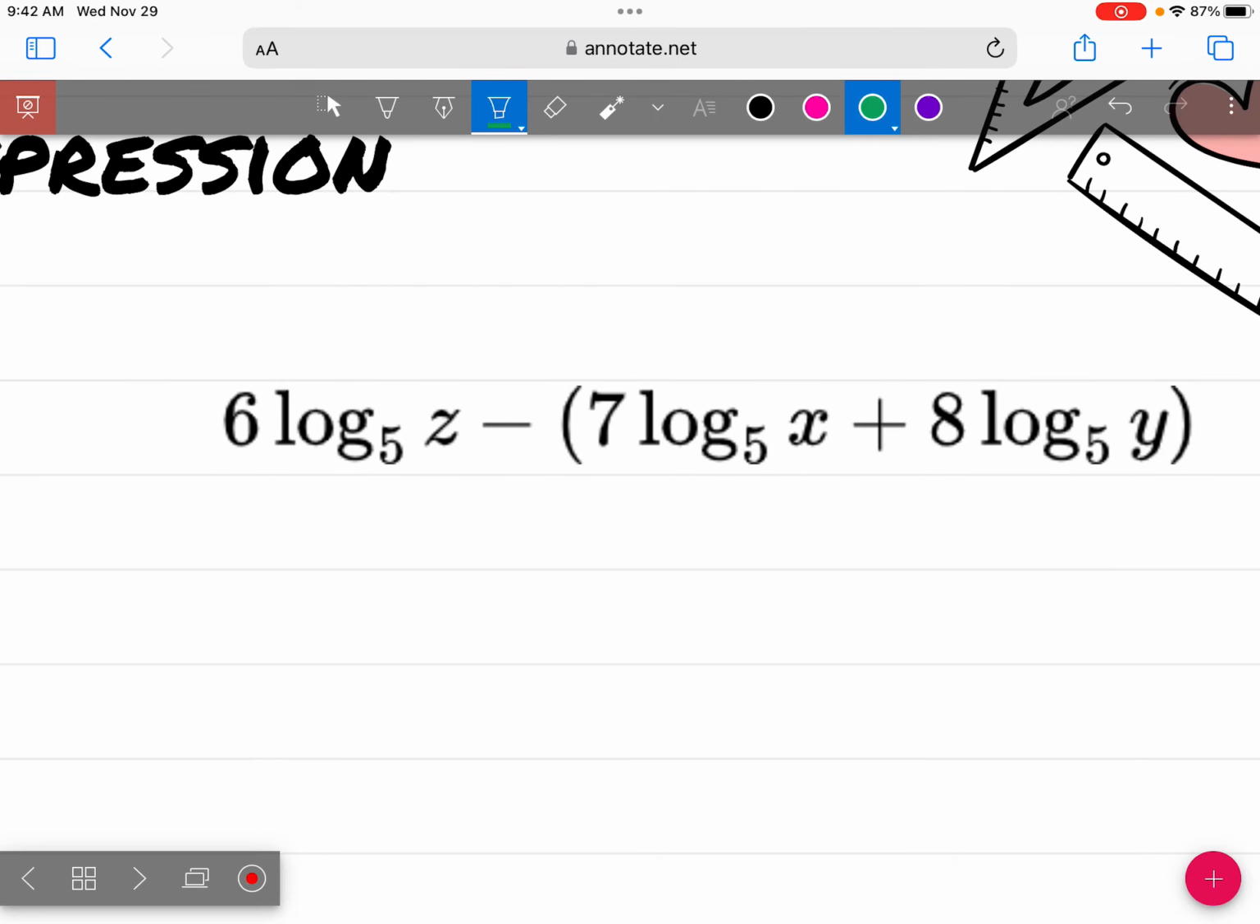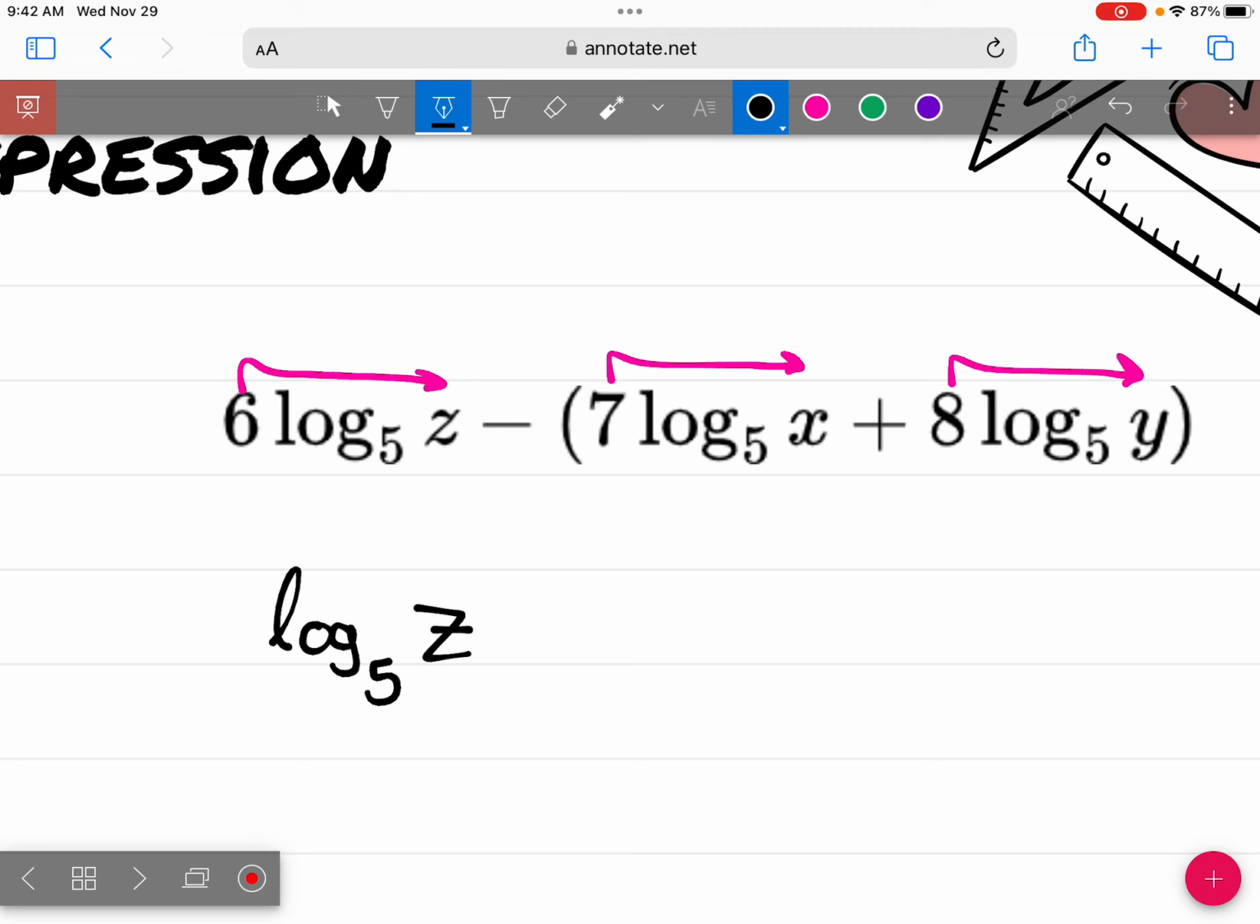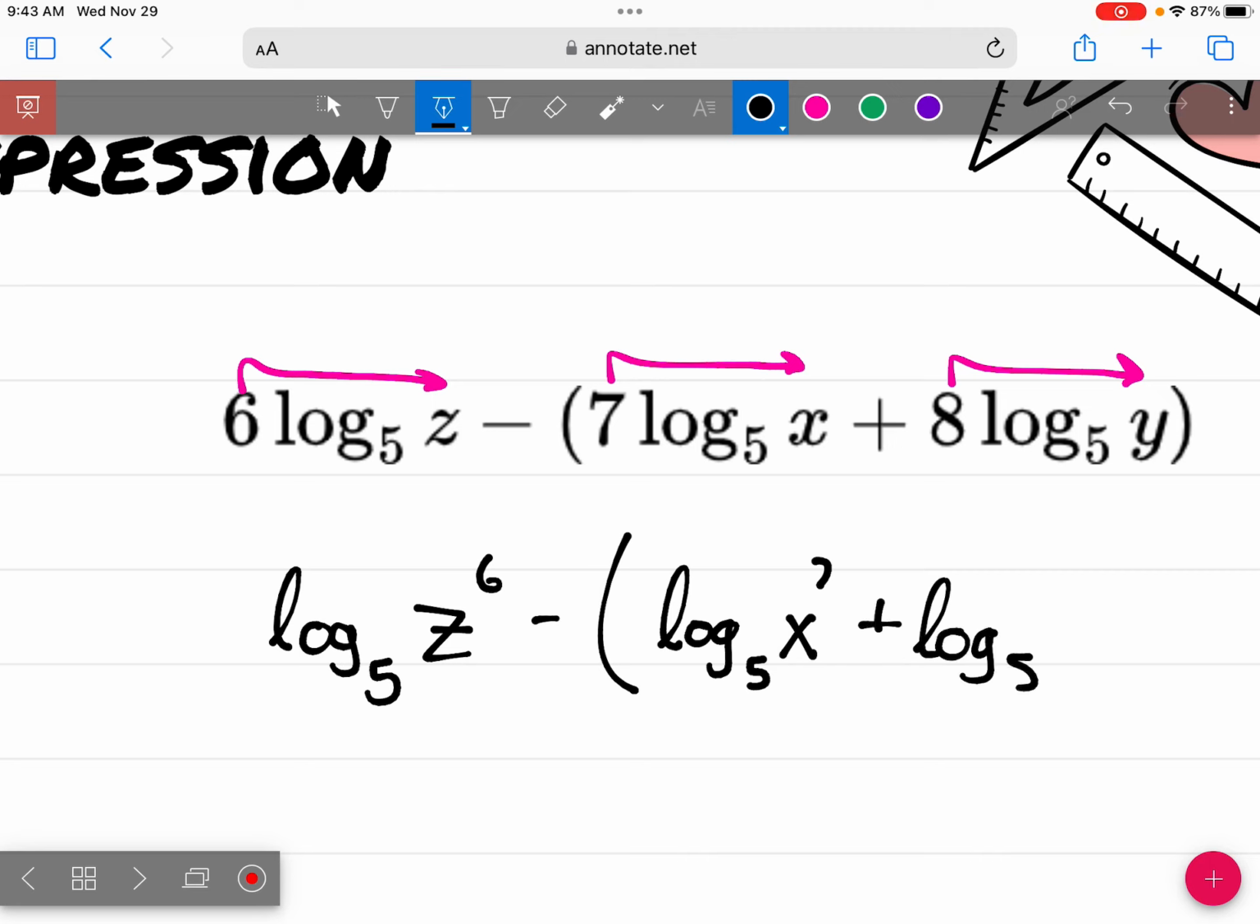And again, we're going to start with our powers. Ooh. All of these coefficients go up and become powers on their variables. So we're going to have log base 5 of z to the 6th minus the quantity log base 5 of x to the 7th plus log base 5 of y to the 8th.